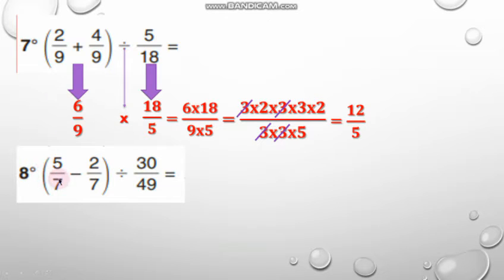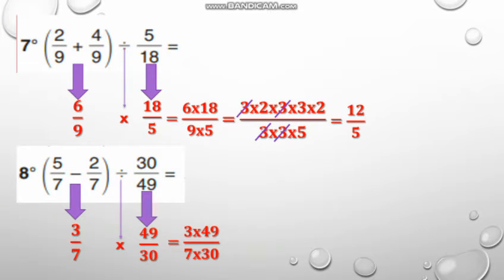Now I have 5 over 7 minus 2 over 7 in the parentheses divided by 30 over 49. Let's see. I'm going to start with the parentheses. So 5 minus 2 is 3, so the answer is 3 over 7. Instead of divide, I'm going to write times 49 over 30.